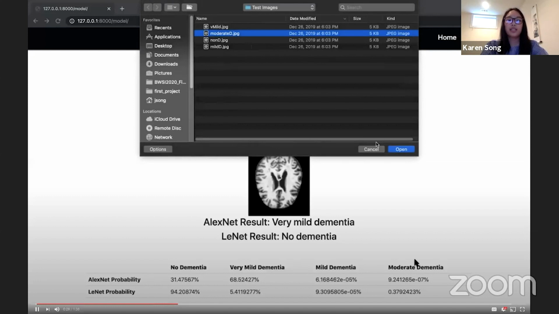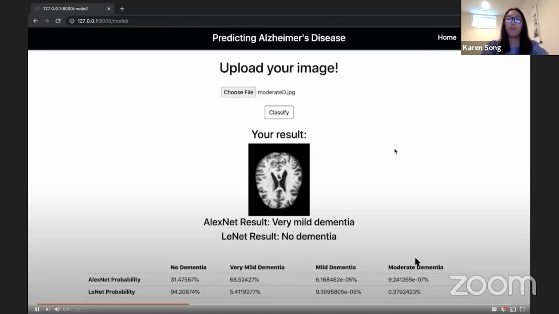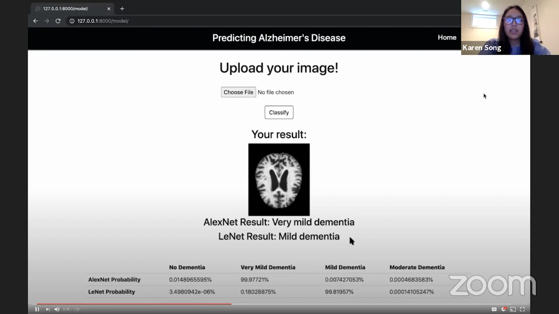Next we tested this with a scan of a patient with moderate dementia. We click classify, and after the models are running in the background, the results show up on the screen. In this case, AlexNet was very confident that the patient had very mild dementia, and LeNet was very confident that the patient had mild dementia. So in this case, both of the models incorrectly classified this patient.